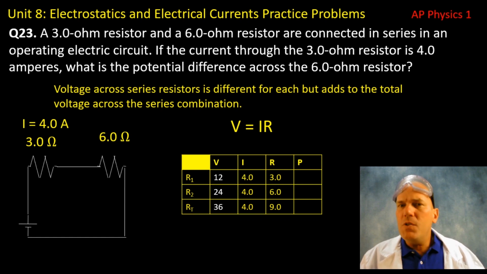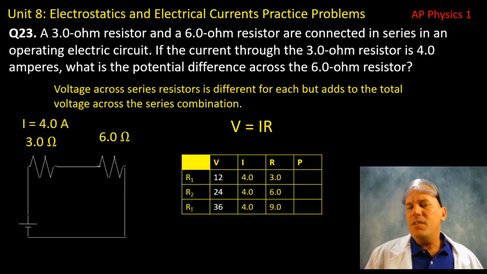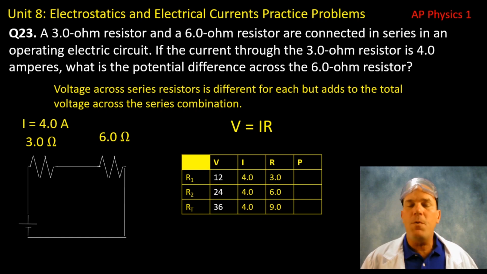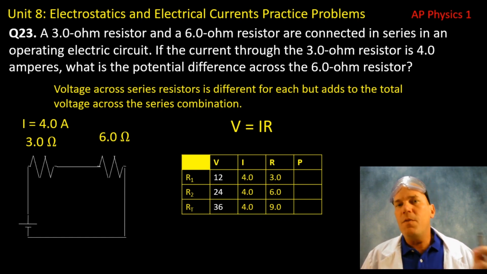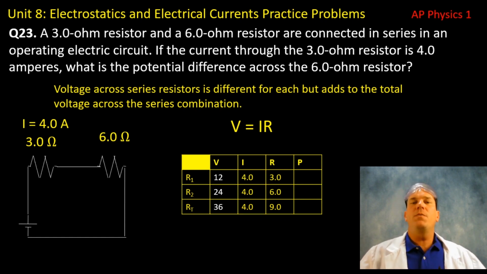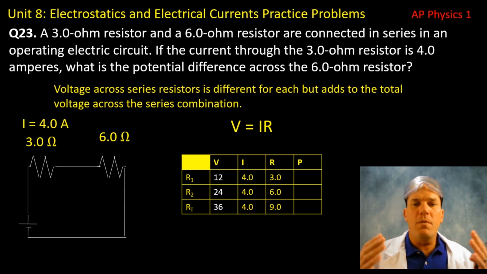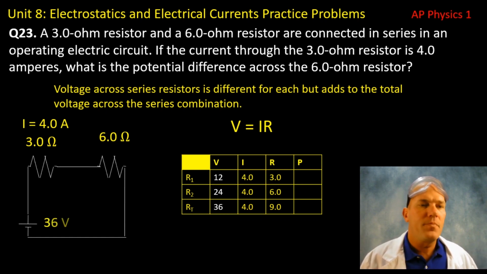So using Ohm's law, you can easily solve for the potential differences for resistor 1 to be 12 and resistor 2 to be 24, and using the fact that we're going to add these across this series combination, 24 plus 12 gives you 36 volts for the potential difference for the entire circuit. And specifically to answer this question, across the 6 ohm resistor, we have a 24 volt potential difference.